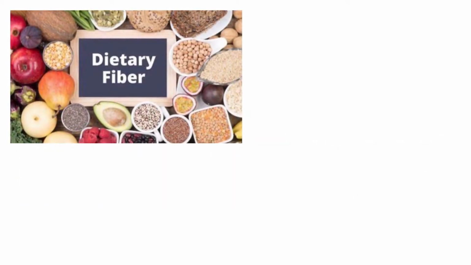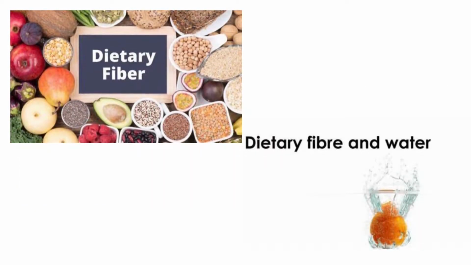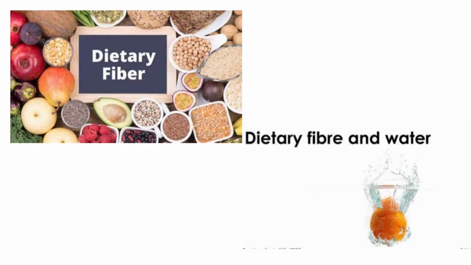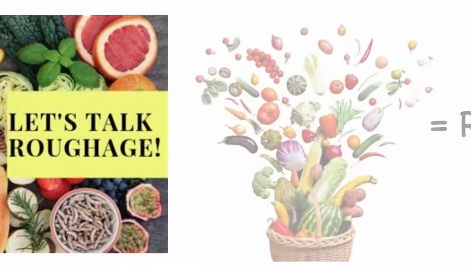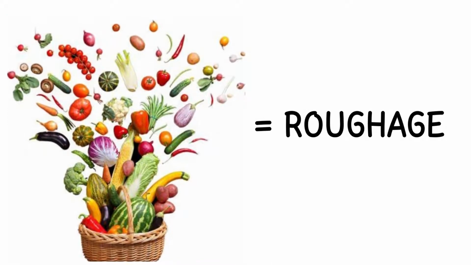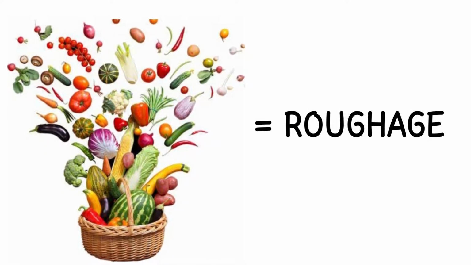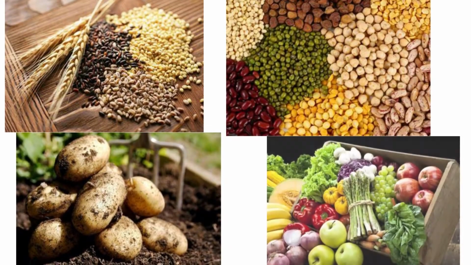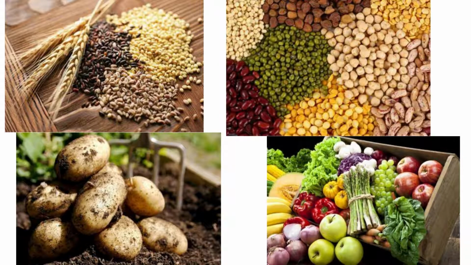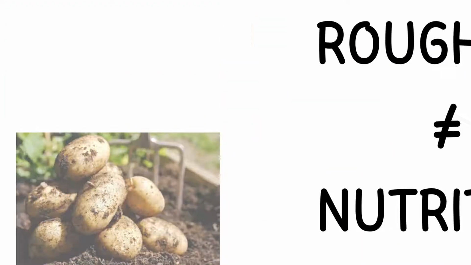Besides these nutrients, our body needs dietary fibers and water. Dietary fibers are also known as roughage. Roughage is mainly provided by plant products in our foods. Whole grains, pulses, potatoes, fresh fruits and vegetables are main source of roughage.